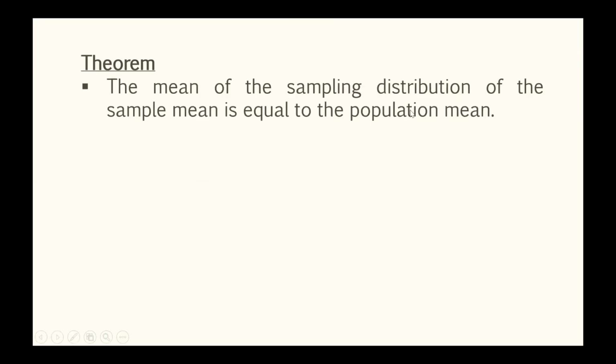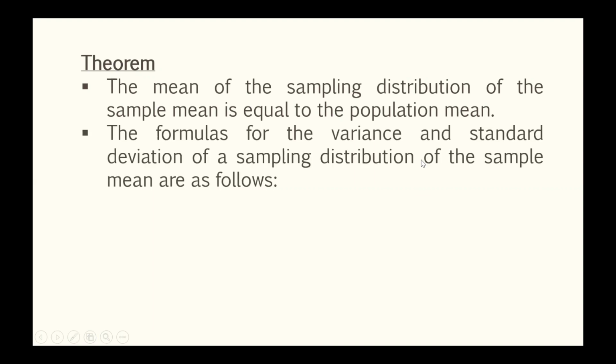According to a theorem, the mean of the sampling distribution of the sample mean is equal to the population mean. And that is true. The formula for sample mean and population mean is just the same. That is the summation of the observations divided by the total number of observations.